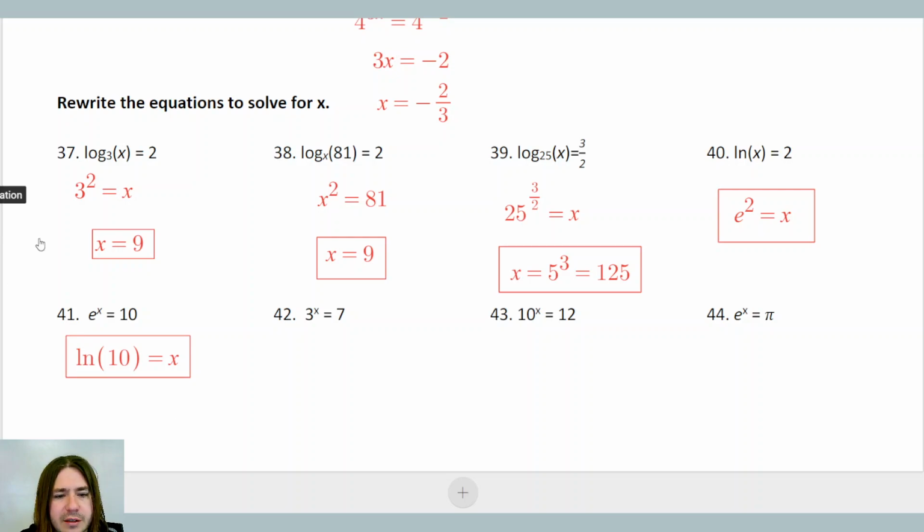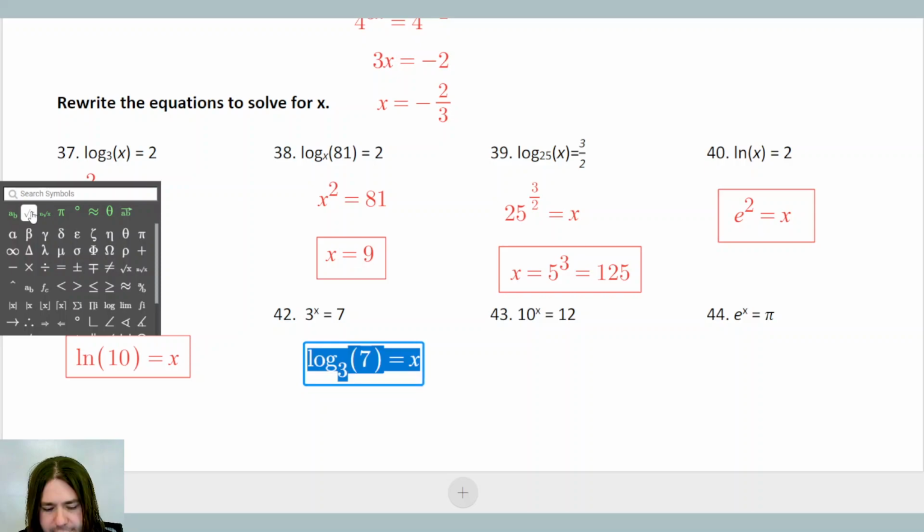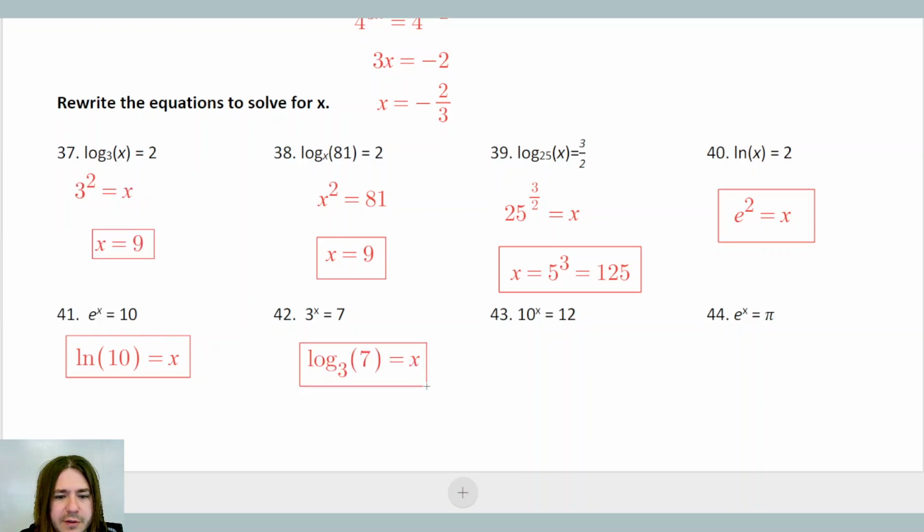3 to the x equals 7. You might think, oh, well, it's got to be some decimal, right? Because 3 squared is 9, 3 to the first is 3, so it's got to be somewhere in between there. But the answer is going to be written as a logarithm. So we're going to have log base 3 of 7 is x. And just like the last couple, we can't simplify this at all. This is just going to be our answer.